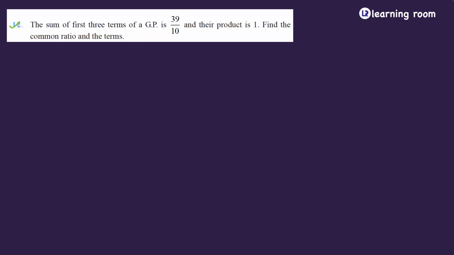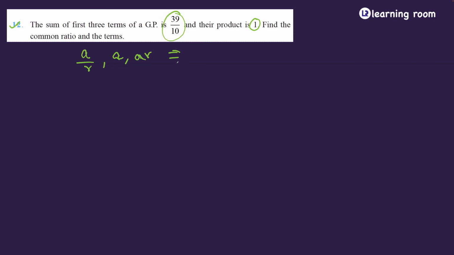So for the 12th problem, what is the approach? The sum of the first three terms in a geometric progression is 39 by 10, and their product is 1. Find the common ratios and the terms. So let the three terms be A by R, A and AR. The reason why we take it like this is the product will give us A.